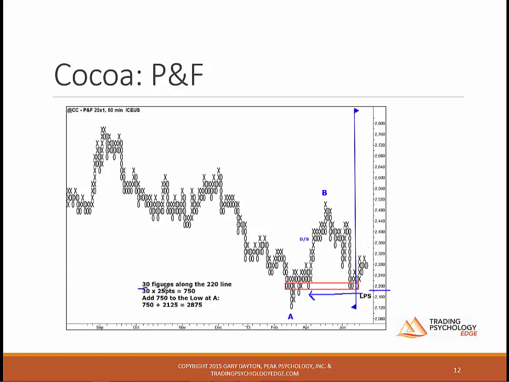So 30 times 25 points equals 750. And we would add 750 to the low at A over here. So 750 plus the low of 2125 equals 2875. And that's what our projection is, 2875. The cause here, we're looking for a good solid move up to this point. That's how we make the count. It should be pretty straightforward. Any questions about that?